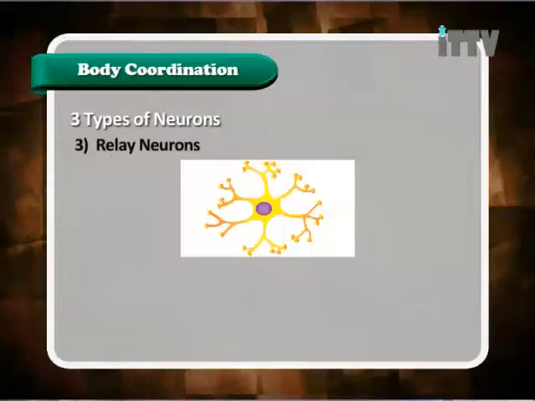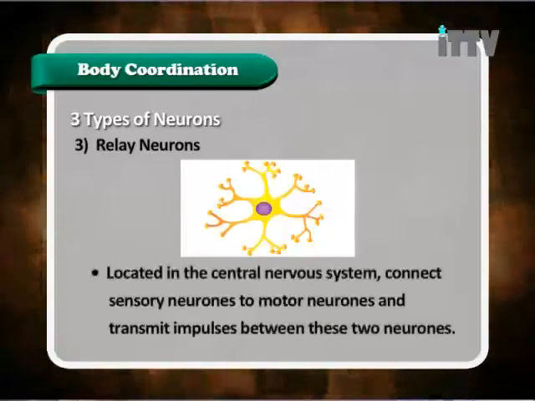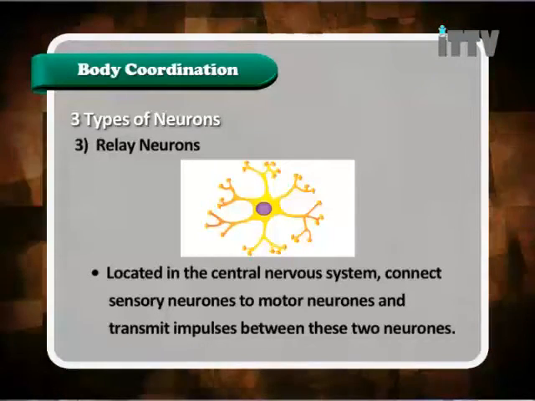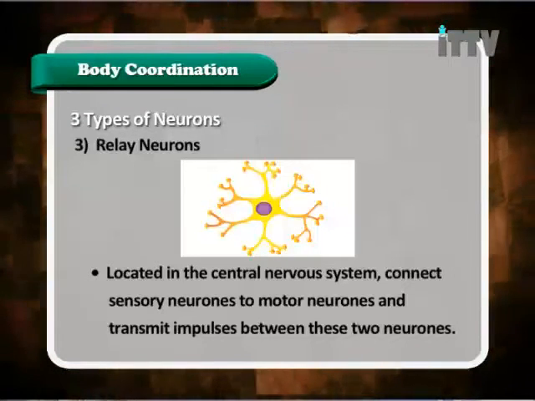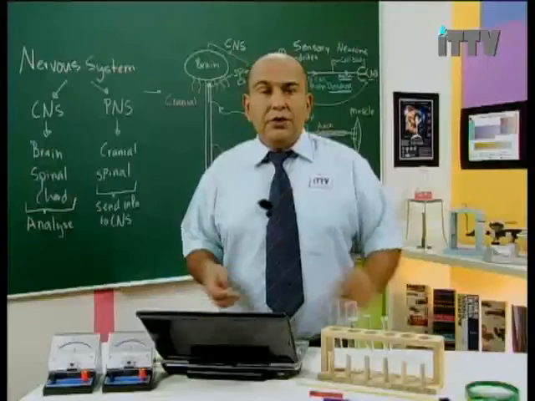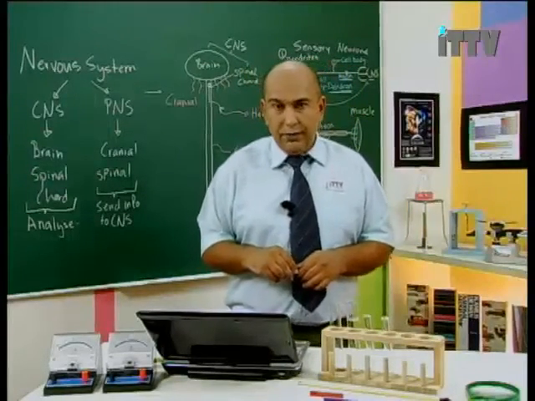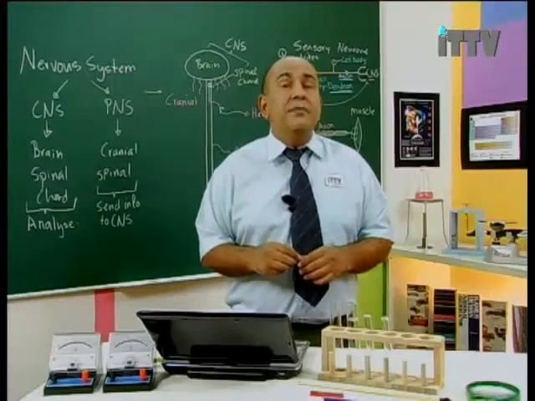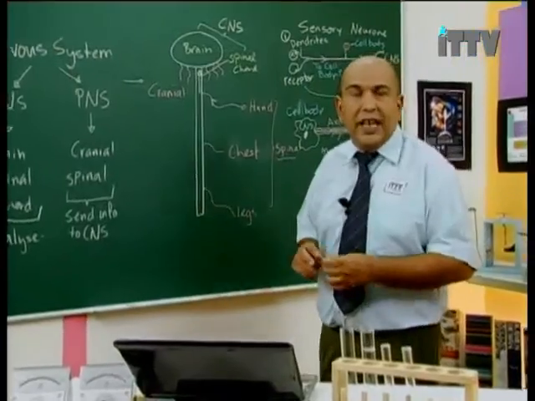Relay neurons, located in the central nervous system, connect sensory neurons to motor neurons and transmit impulses between these two neurons. So the third of our neurons is basically called a relay neuron, sometimes called an intermediate neuron. Let's have a look at how this one looks and works.